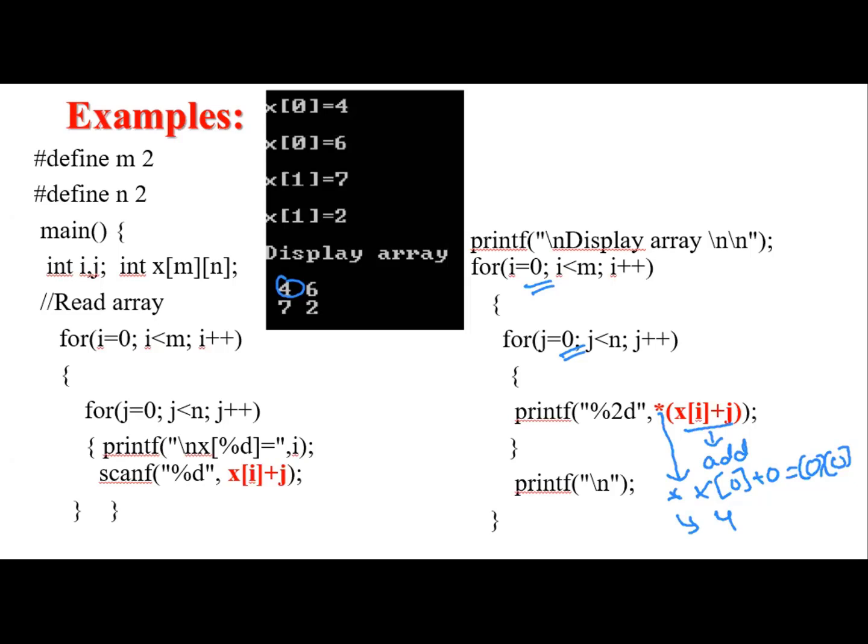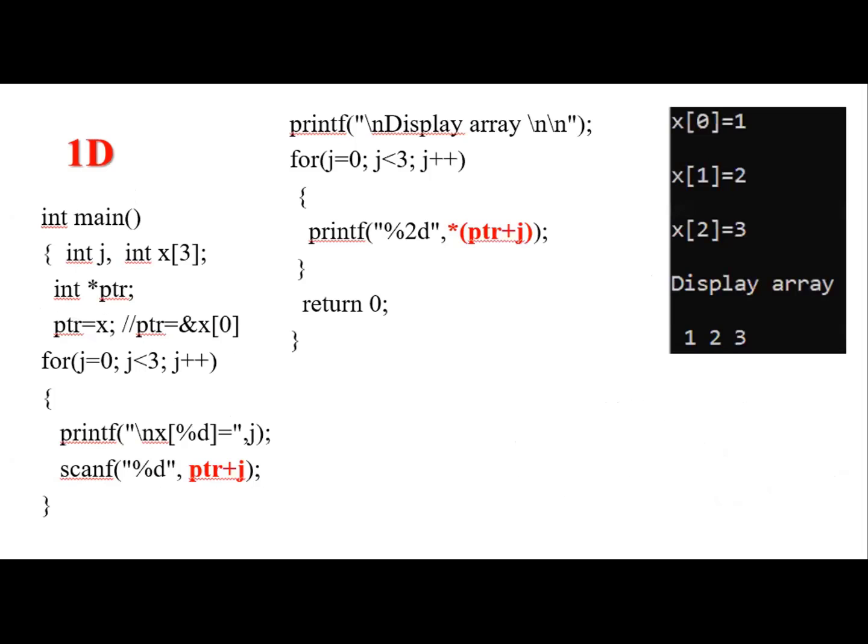Again it increments, j becomes 1, so I have 6, then 7 and 2. So that's how we can use the pointer to display the two-dimensional array. Another example, this is regarding one-dimensional. In one-dimensional, how did we read and display the values?